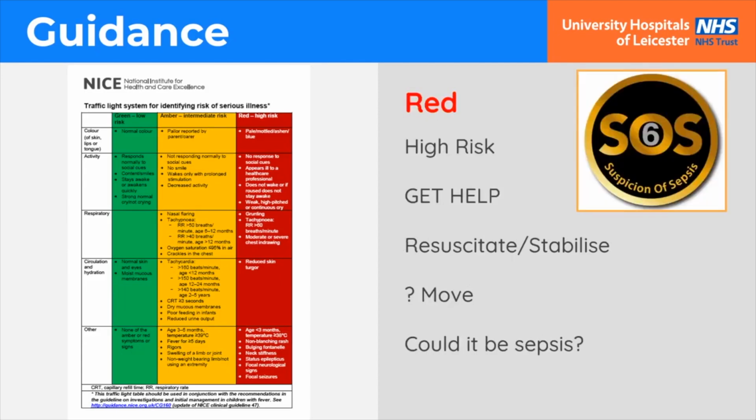And then red's a little more straightforward. If we're finding red features, that's high risk. You need to be getting help. We'll be potentially resuscitating things as we find them and seeking to stabilize the patient. We might be moving them somewhere else in the department, and we'll almost certainly be admitting them on from ED. All the while we'll be thinking, could this be sepsis? In which case there are a number of time-critical interventions we need to complete.